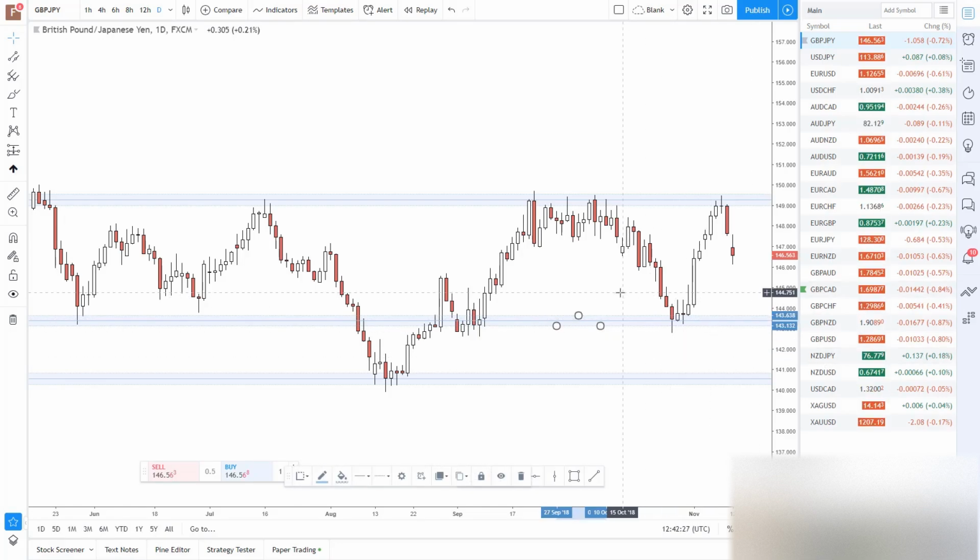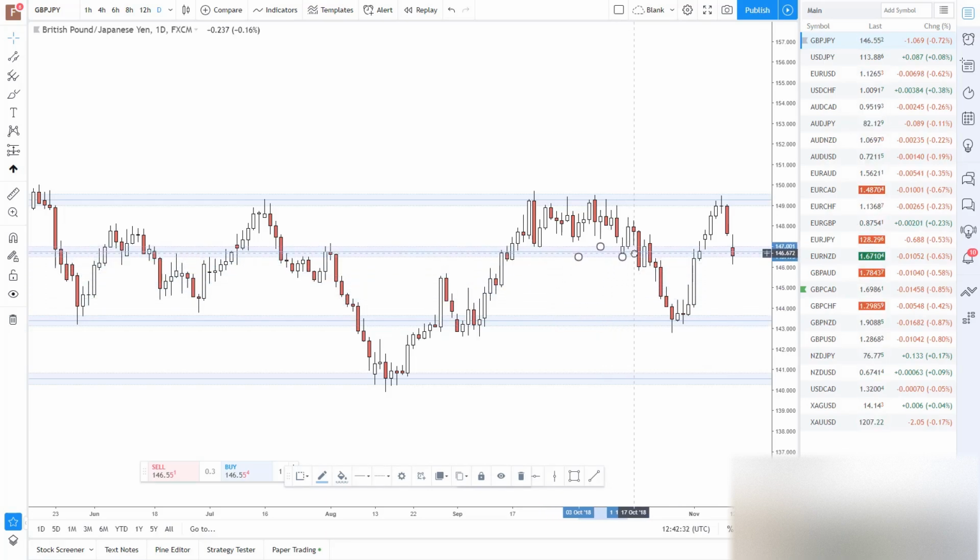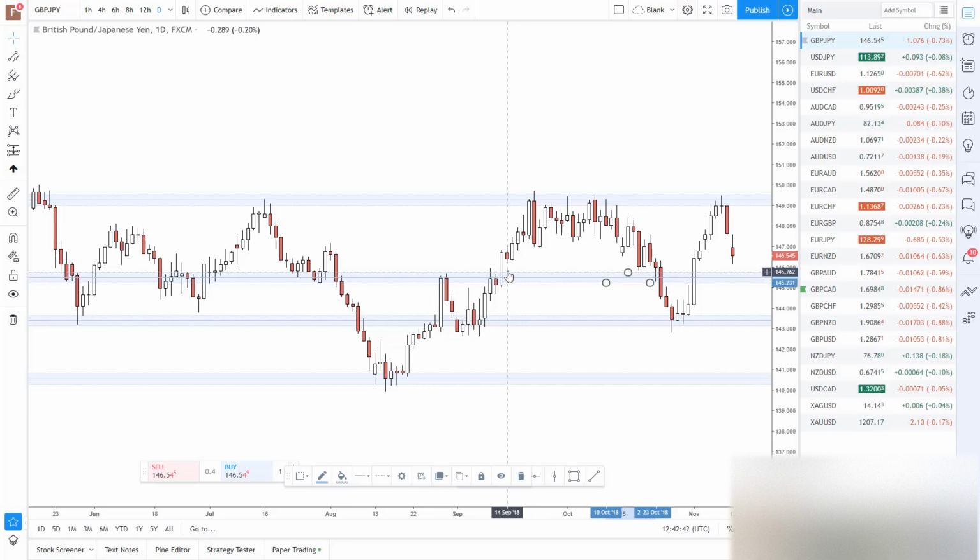And we're going to need maybe a few more support resistance areas. Don't go crazy. We're only placing the obvious ones that stand out to us. We don't need to worry about smaller support resistance areas. So I'm placing one here.